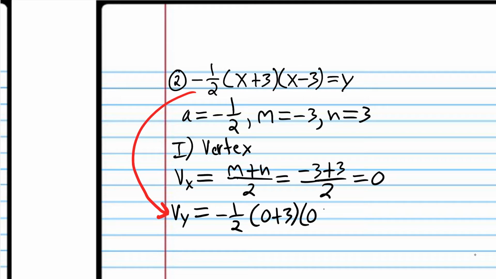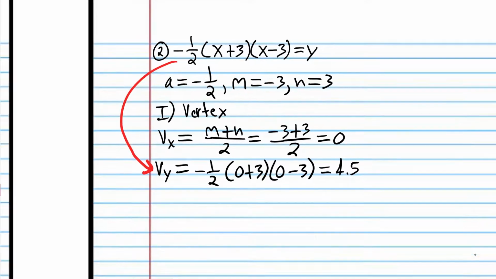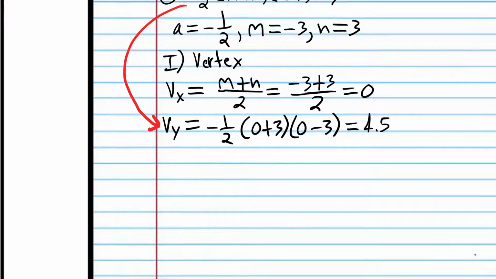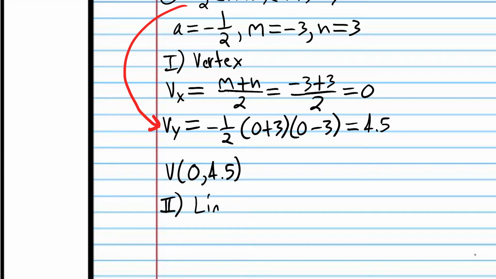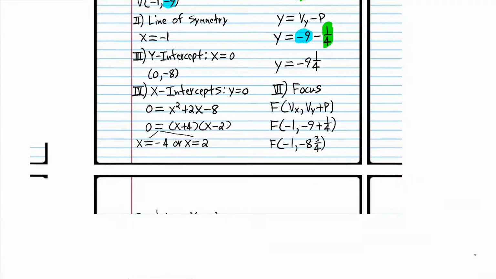And the x value of the vertex was 0. So I'm just plugging in 0. And finally we get +9/2, or we can just write 4.5. Okay, so the vertex is (0, 4.5). Step number 2, we're going to find the line of symmetry.